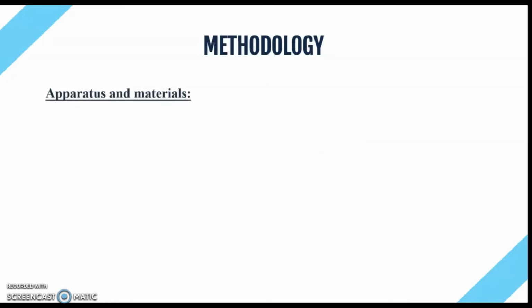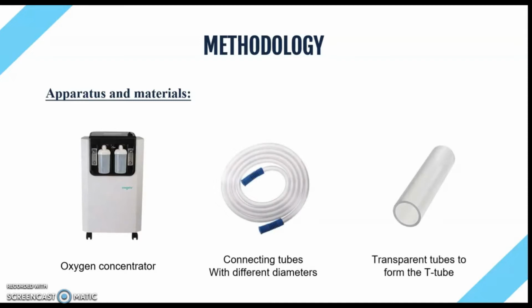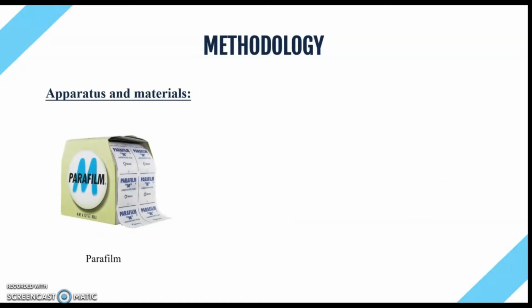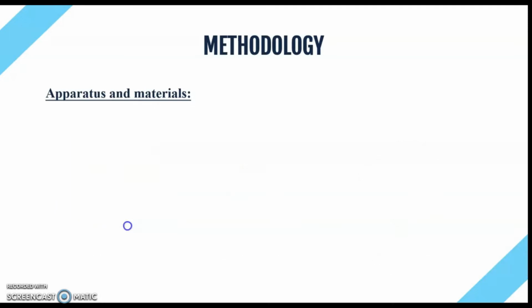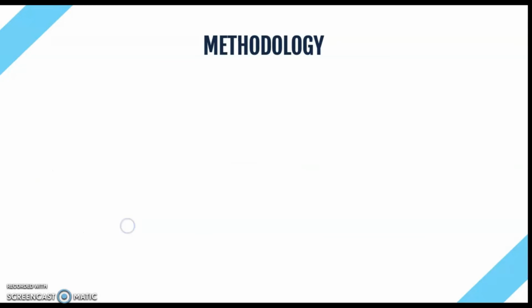Moving on to our apparatus and materials, we will be using an oxygen concentrator, connecting tubes with different diameters, a transparent tube to form the T-tube, which will be shown later, a parafilm, a styrofoam ball, a gauze bandage, an adjustable knife, a permanent marker pen, and tissue paper.